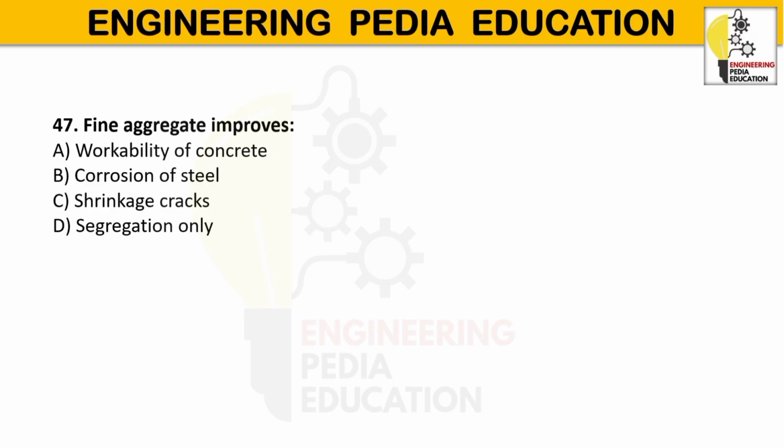Fine aggregate improves workability of concrete, corrosion of steel, shrinkage, cracks, segregation only. So the correct answer is workability of concrete. It also fills voids between coarse aggregate, improves density of concrete, reduces segregation, helps achieve a smoother finish, and contributes to strength and durability. Fine aggregate improves workability and cohesiveness of concrete by filling the voids between coarse aggregate particles.